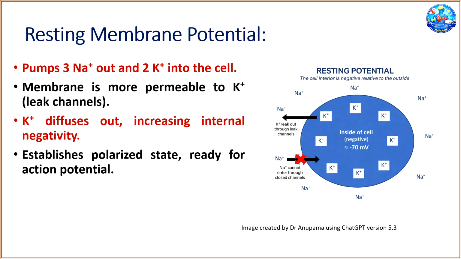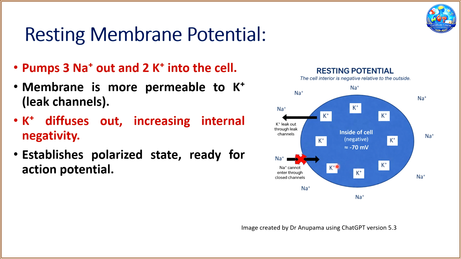These pumps actively transport 3 sodium ions out of the cell and allow 2 potassium ions into the cell at the expense of ATP. Additionally, the membrane is more permeable to potassium ions than to sodium ions due to the presence of potassium leak channels, allowing these ions to move out of the cell more readily. So this creates a negative environment inside the neuron.